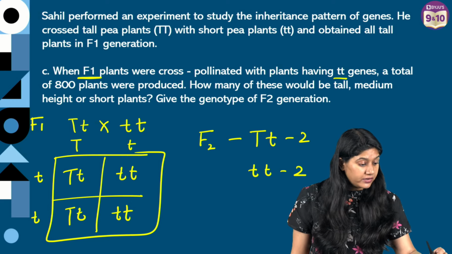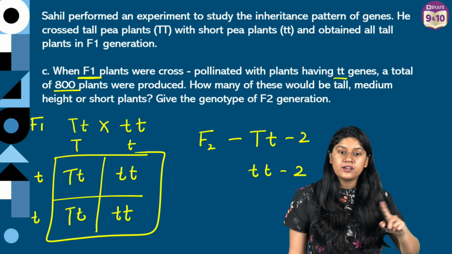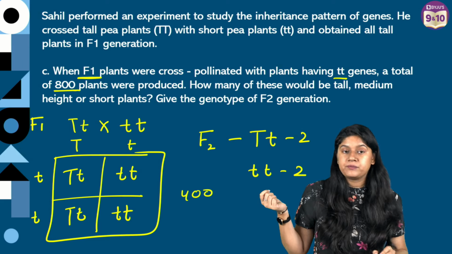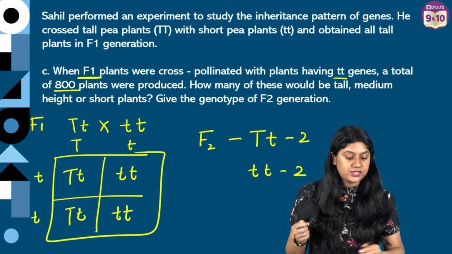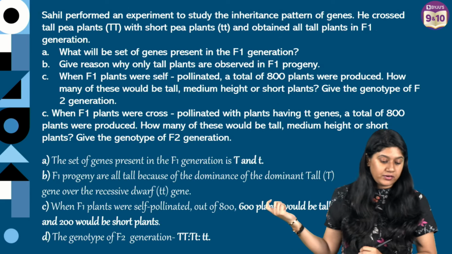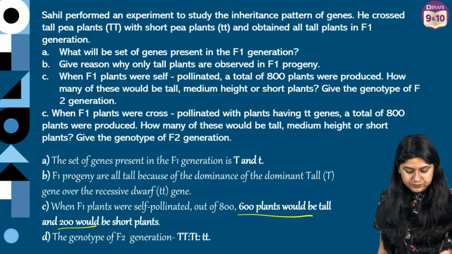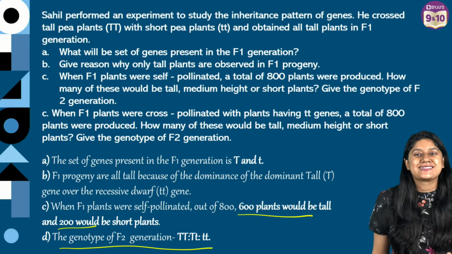So out of 800, again, the question is what will be the number? Of course, it's a 50-50% chance. So 400. Easy. So we have the answer with us. We can write this answer in the examination in this particular way, and it's easy for us to find the answer in this way.